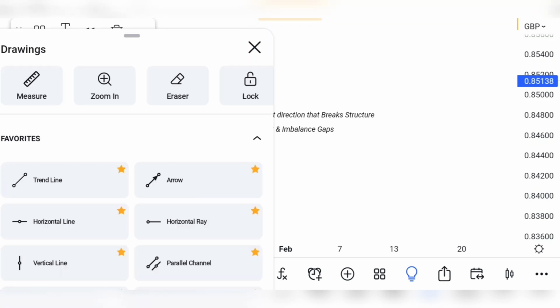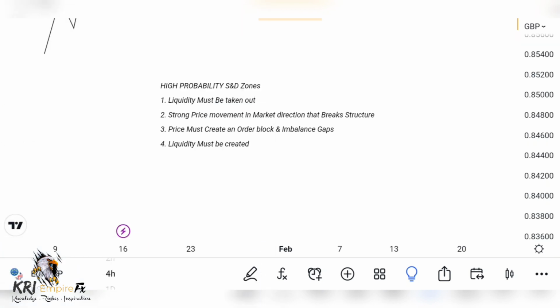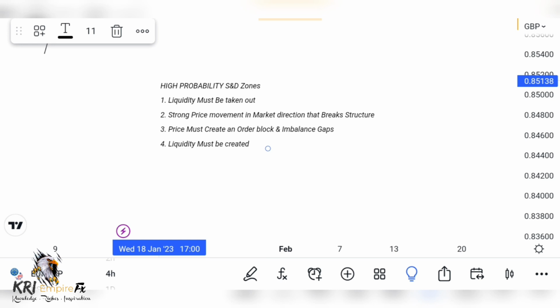Today I want to share with you something very important, something simple yet very powerful, and that is high probability supply and demand zones. I've been trading supply and demand zones, and this that I want to share with you is something that I've experimented on, and it's very powerful. So, high probability supply and demand zones.